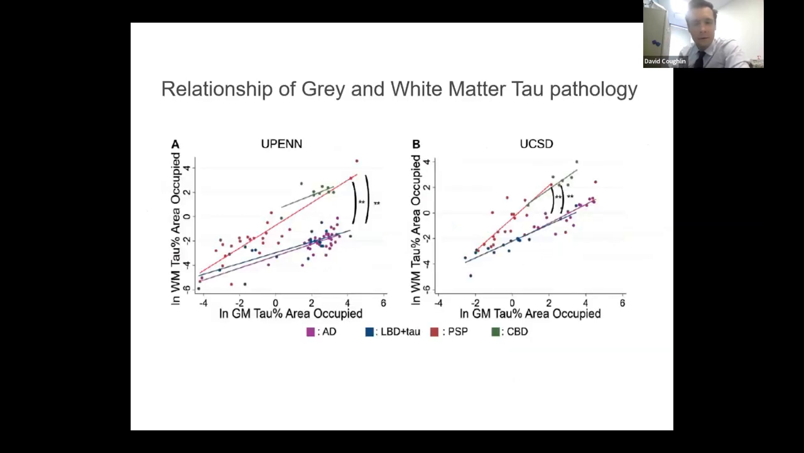And then lastly, if you look at the relationship between gray matter and white matter pathology, you see all of these correlations are highly significant, but the slopes of these lines are different, where the 4R tauopathies, the PSP and the CBD, have a steeper slope, which basically is saying to us that for every unit of gray matter tau pathology that's added, there's a correspondingly higher amount of white matter pathology that's associated with that for a given region in a case anyway. So we thought that that was interesting.